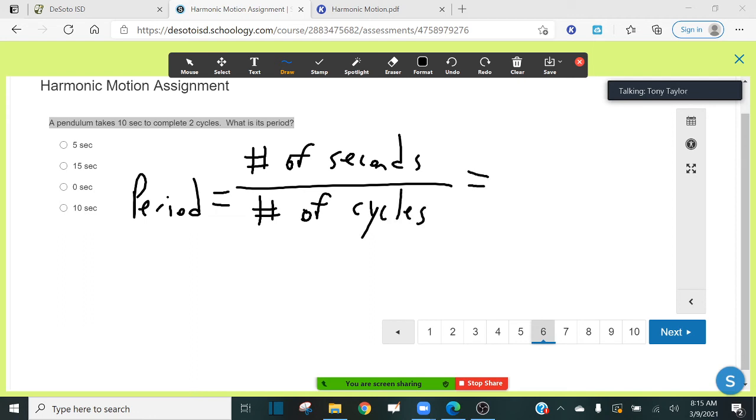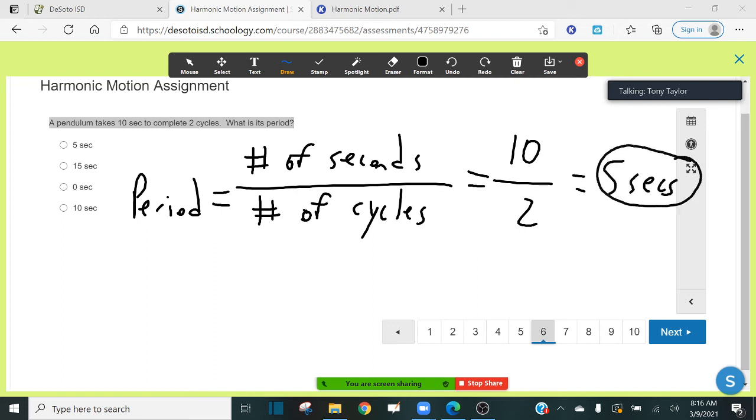So for this case right here, you would take 10, because we have 10 seconds, divided by 2 cycles. What is 10 divided by 2? That actually gives us 5 seconds for our answer. So this right here would be 5 seconds. So hopefully you guys got that. Anytime you want to figure out what period is, it's just the number of seconds divided by the number of cycles.